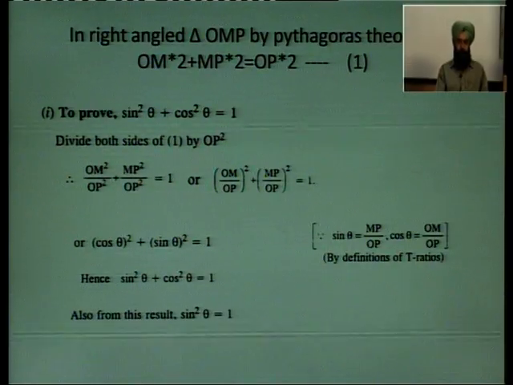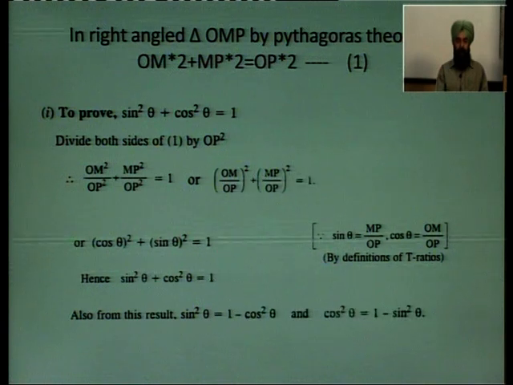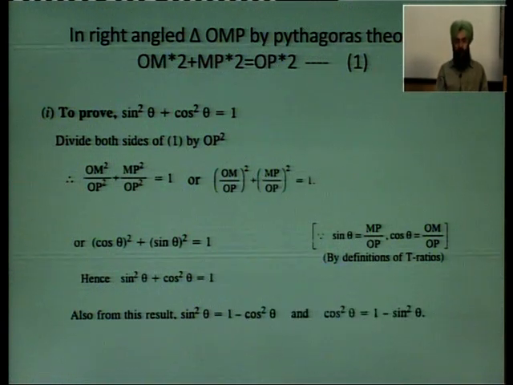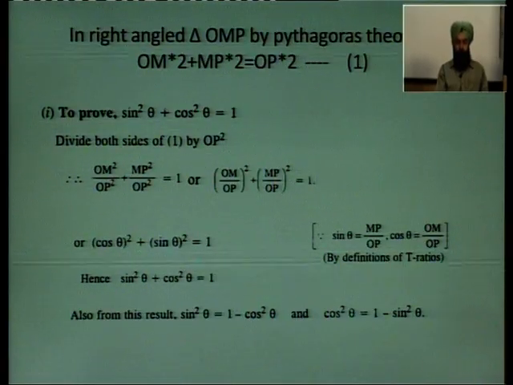And also from this result we can prove that sin square theta is equal to 1 minus cos square theta, or we can write cos square theta is equal to 1 minus sin square theta.